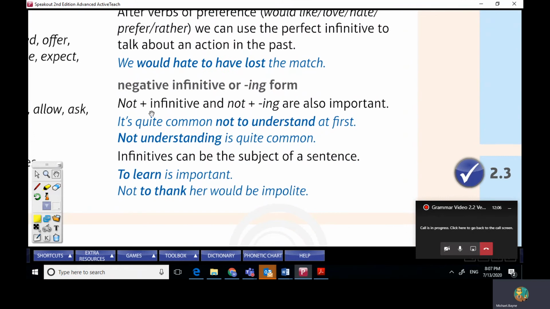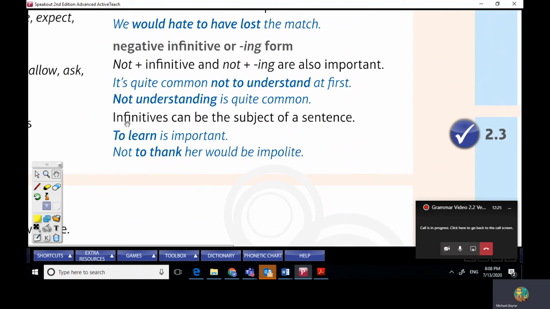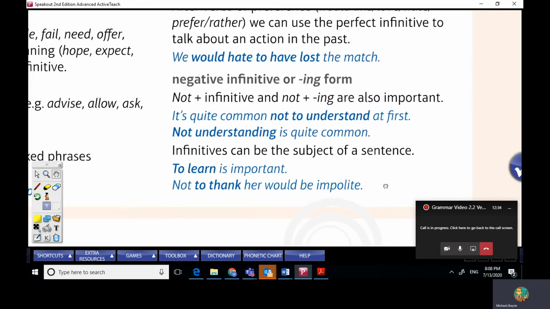Okay, when we make it negative, we can have not plus infinitive or not plus ing. So it's quite common not to understand at first. So just notice where the not goes here. It doesn't go in between the to and the base form. And not understanding is quite common. And infinitives, just like gerunds, act like nouns, so they can also be subjects. To learn is important. Not to thank her would be impolite.